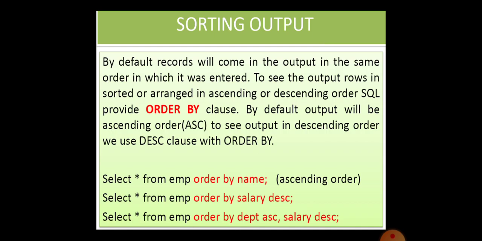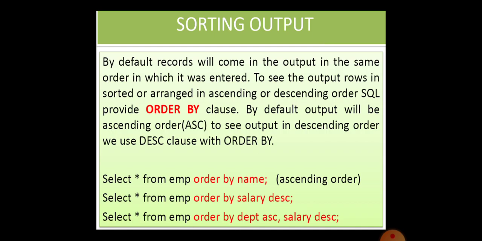My dear children, look at the example. SELECT * FROM employee ORDER BY name. So by default, it is ascending only. We need to give the ORDER BY clause at the last only. Here, according to the name, that is in alphabetical order, it will display the output.